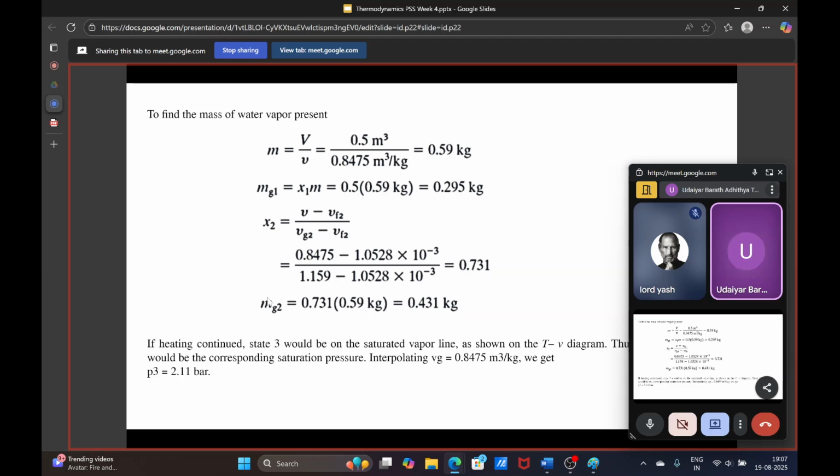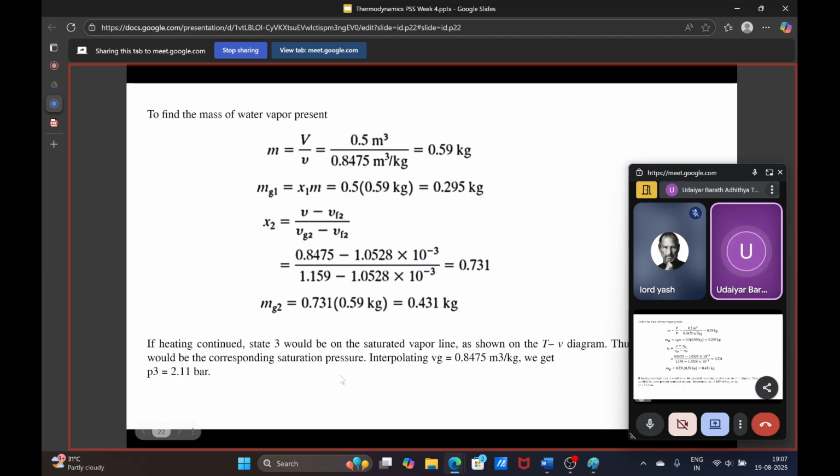Similarly, at state 2, you have found your vapor fraction to be 0.731, so your mass of steam will be 0.431 kg. We see the mass of vapor has increased. The total mass is 0.59, out of which 0.431 is vapor. Then the vapor fraction reaches 1, fully saturated vapor, so we are heating there.